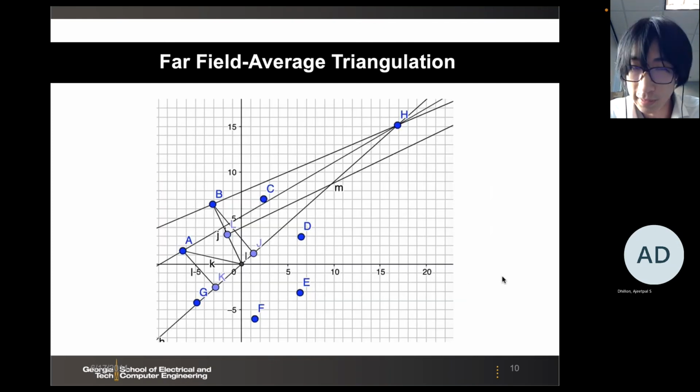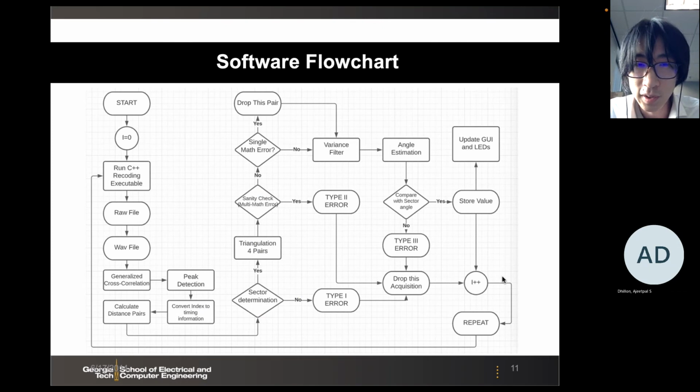And here we have a far-field solution called averaging triangulation. Basically, for any given source, this algorithm will pick 4 pairs of receivers, meaning microphones, and each pair will give you a triangulation that produces an angle between the source and the relative x coordinate. After some outlier filtering, a variance filter, and averaging algorithms, it will produce a weighted angle of arrival between the source and the relative x-axis. Therefore, that angle can be plotted on the GUI and update the LEDs.